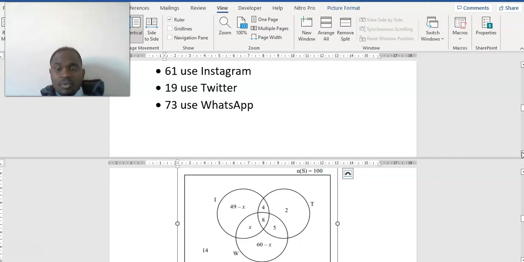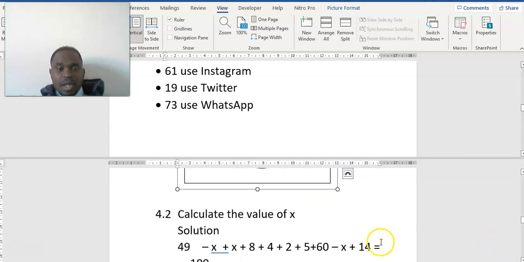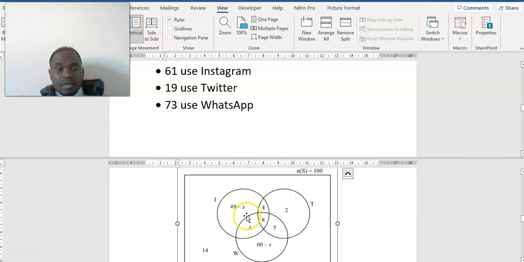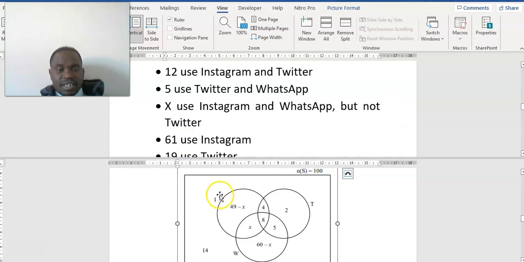Now we are going to fill this. Okay, how do we do that? Before we do 4.2, we need to fill this side. Now this side, what is it going to be? They told us that 61 is Instagram. The whole of this is 61. And they gave us 8. They did not give us this side, and this side. The whole of this is 61. Alright. And they told us that the whole of this is 12. That is Instagram and Twitter is 12.